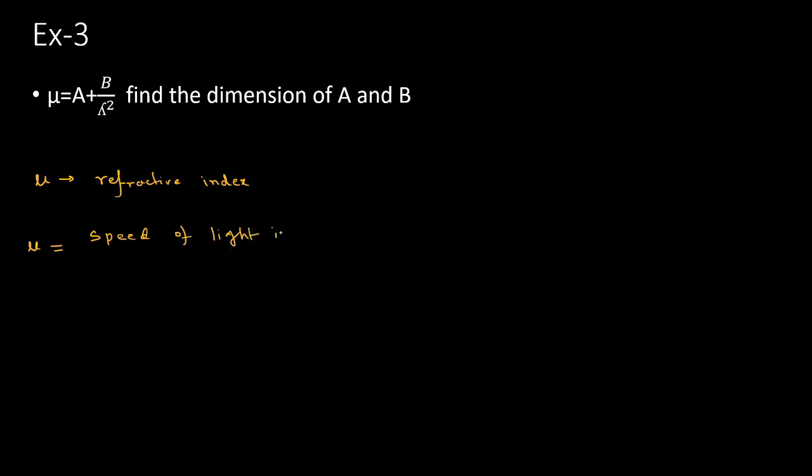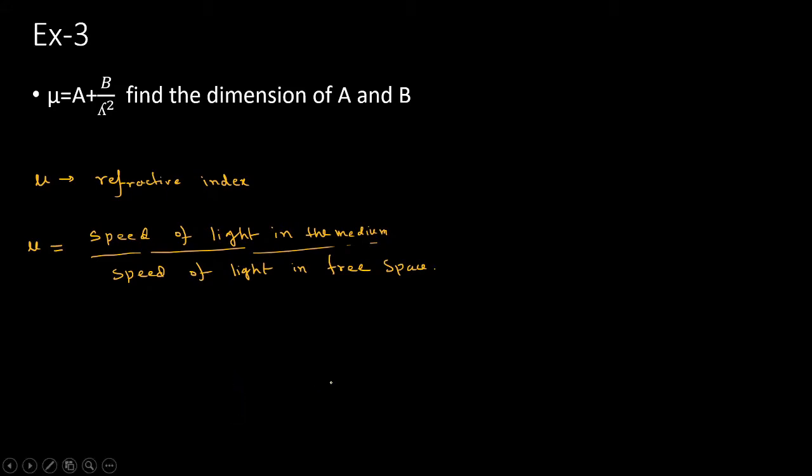in the medium with respect to the speed of light in free space. I hope it is clear to all of you what mu is here. Mu is the refractive index. And what is the refractive index? Refractive index is the speed of light in the medium over the speed of light in free space.